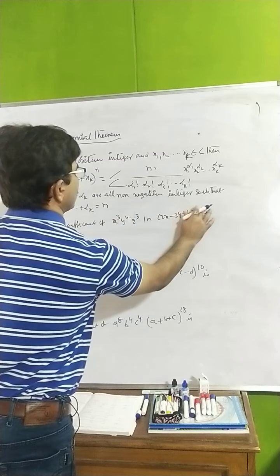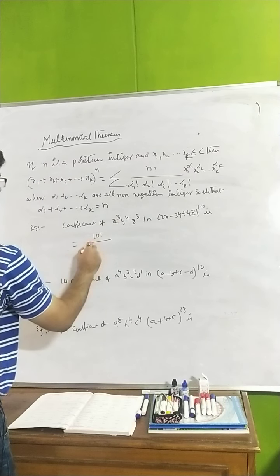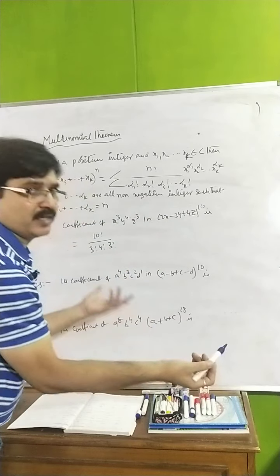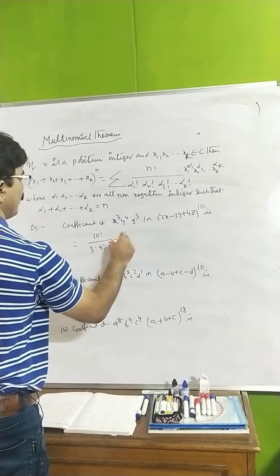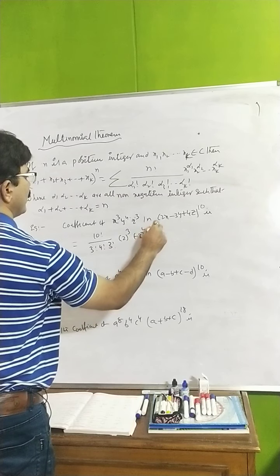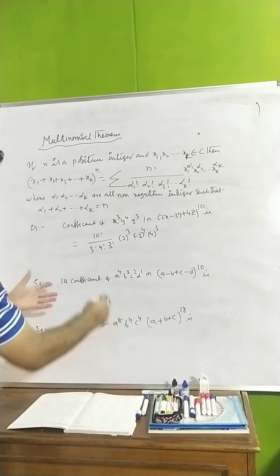Here, sorry, this must be what? 10. Now you can write here directly 10 factorial by 3 factorial, 4 factorial, 3 factorial, because x, y, z is there clearly distinct. Now what to do here? 2 to the power of 3 minus 3 to the power of 4 and 4 to the power of 3. Yes. Simplify, you will get the result over it. Depends on the option you simplify.